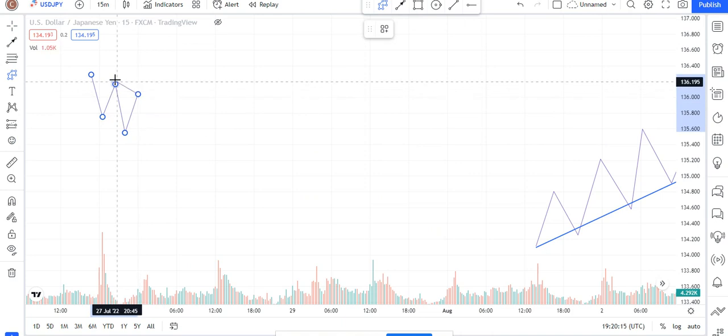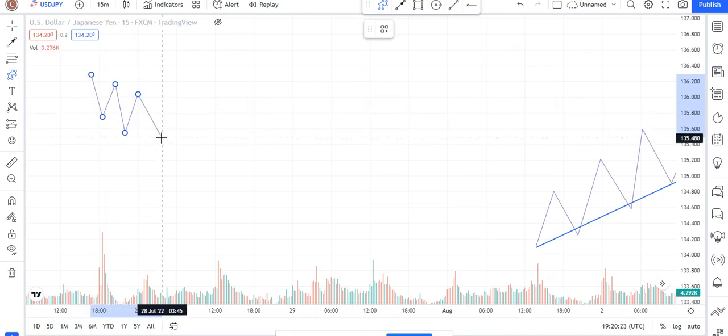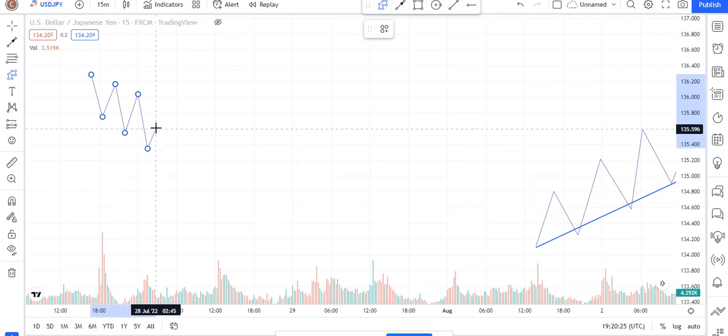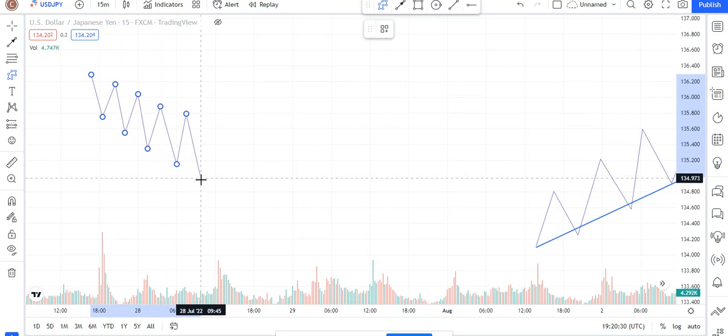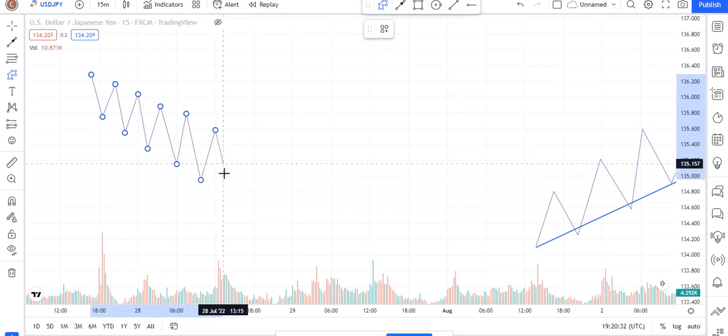This is called the lower high because it's lower than this previous high. This is called the lower low because it's lower than this previous low. So after this lower high, it goes and forms another lower low. Then another lower high, then a lower low, then a lower high, then a lower low, then a lower high, and so on and so forth.